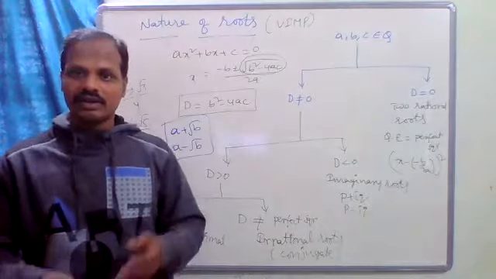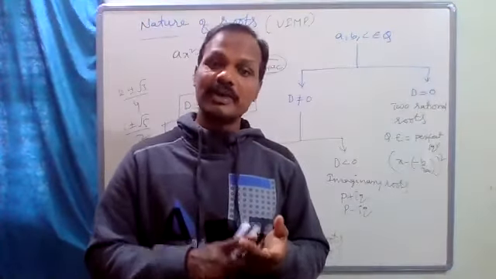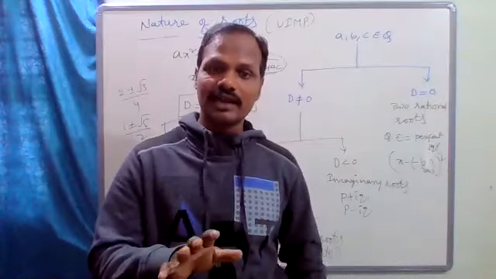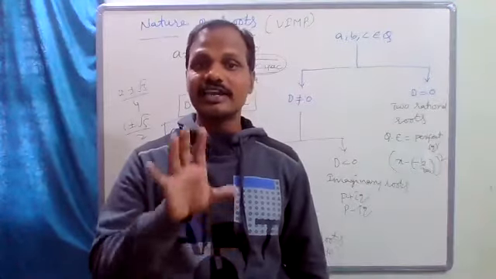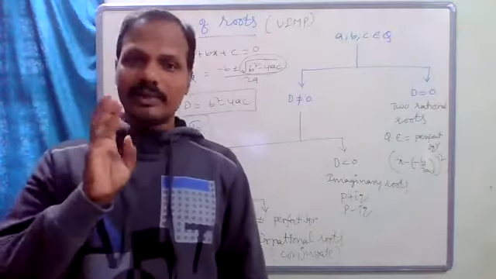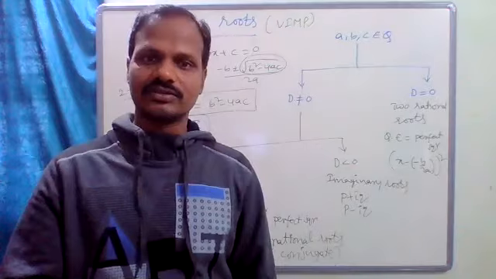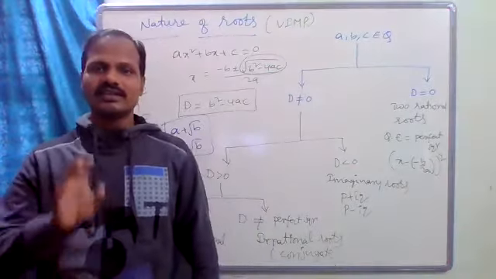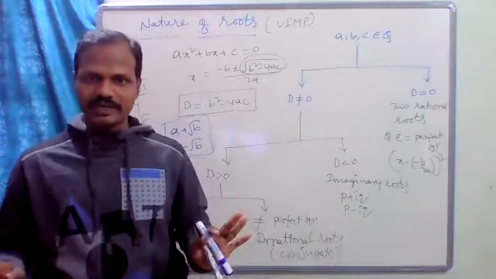So irrational roots and imaginary roots always occur in conjugate pairs. Remember, this is the most important point: imaginary roots and irrational roots always exist in conjugate pairs. Is it clear to everybody?